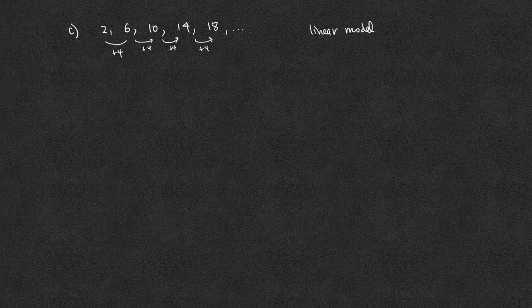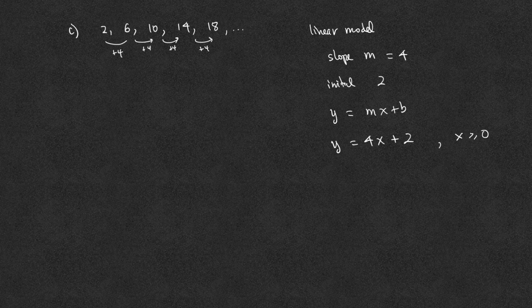The constant rate is what we call the slope m. m is 4 in this case, and the initial value in this case is 2. The linear equation model is y equals mx plus b. In this case, m is 4, and the initial value is 2, but only when x starts with 0. So we can use the formula a sub n equals 4n plus 2 for the nth term in this sequence.